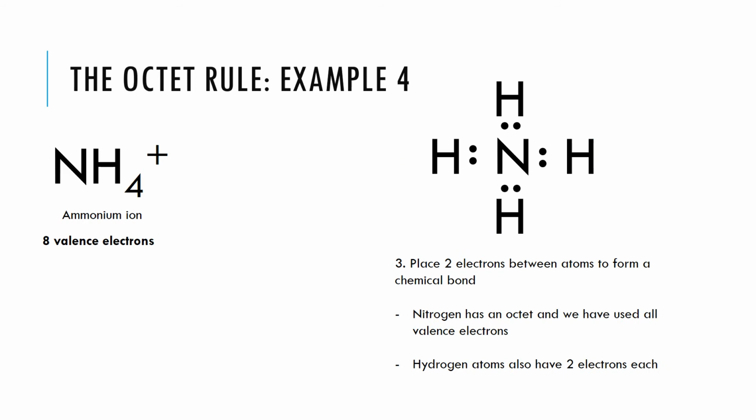I place 2 electrons between each atom to form a chemical bond. Nitrogen now has a complete octet. Each hydrogen atom there has 2 electrons, so everything is satisfied in that example.